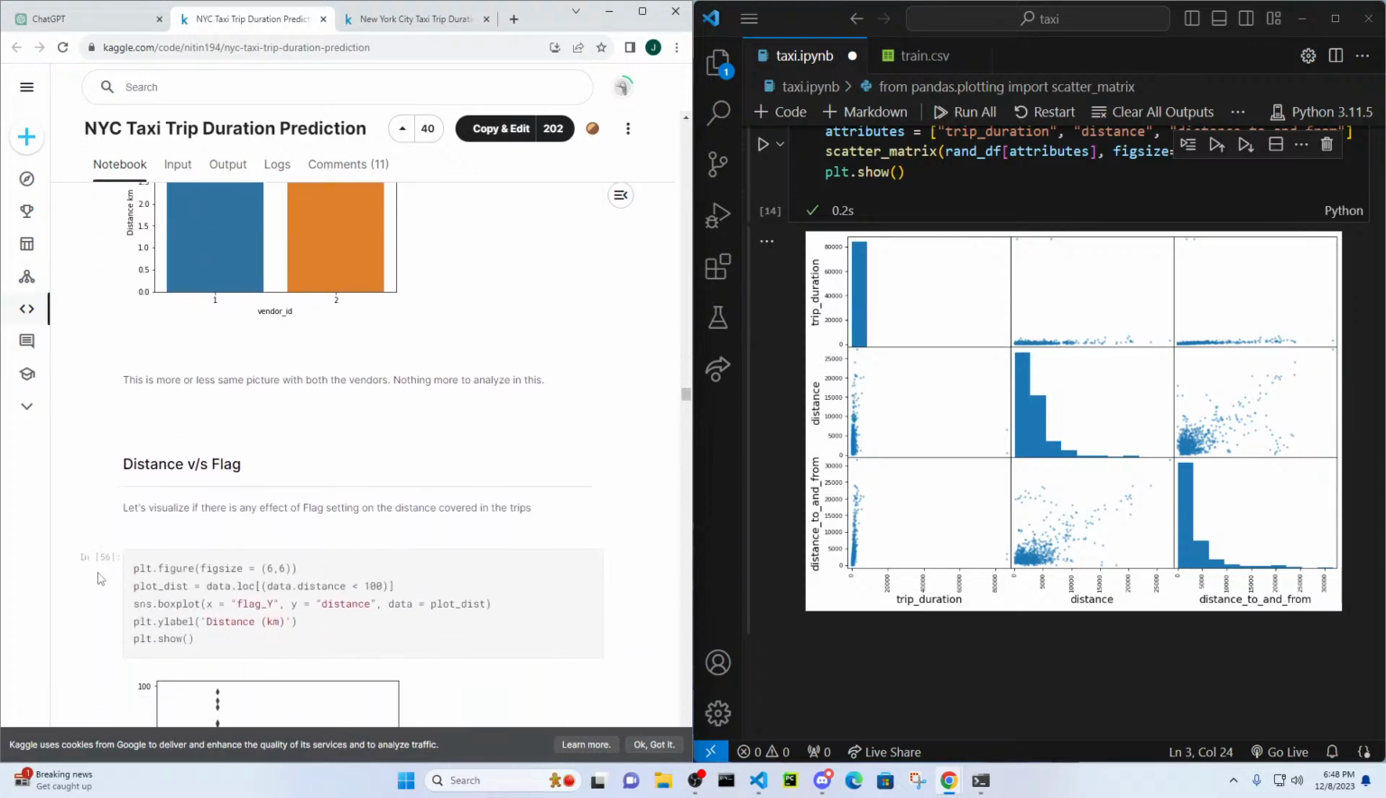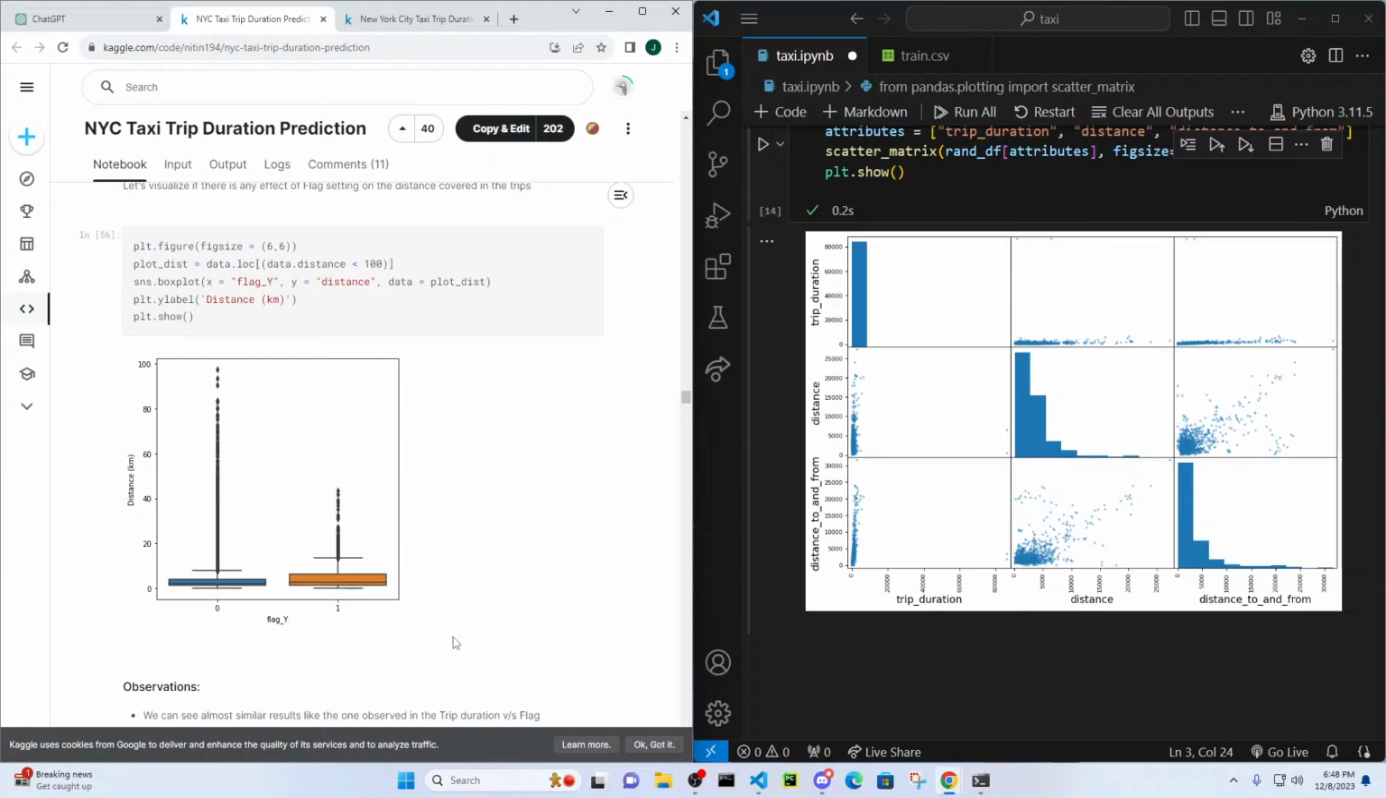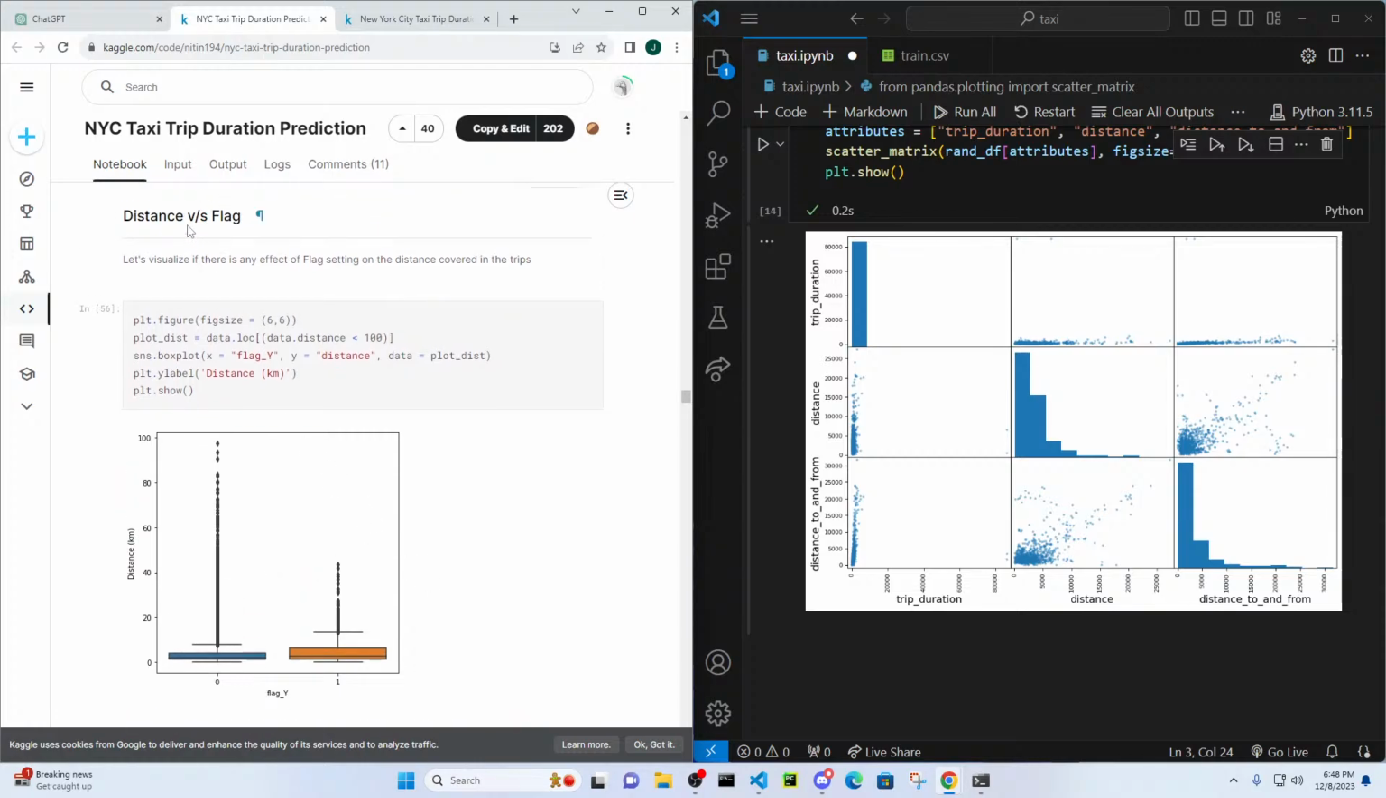It's pretty straightforward. Distance versus flag. Let's visualize if there is any effect of flag setting on the distance and the trips. So he's pulling any trip with a distance that's less than 100. And the y-axis is the distance in kilometers. The x-axis is the flag. And this is distance versus flag.